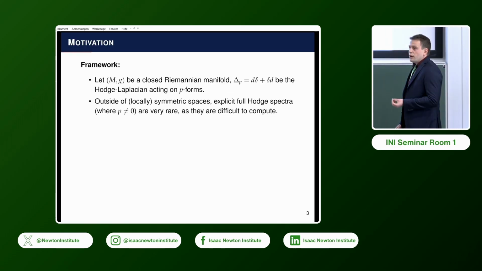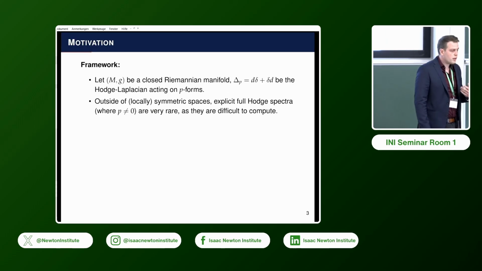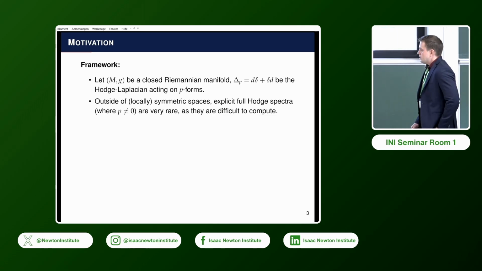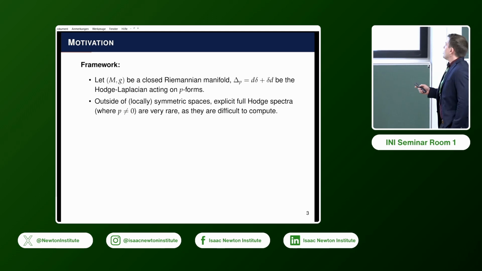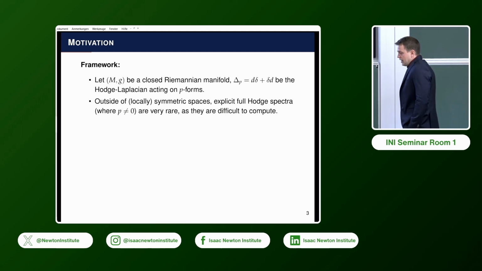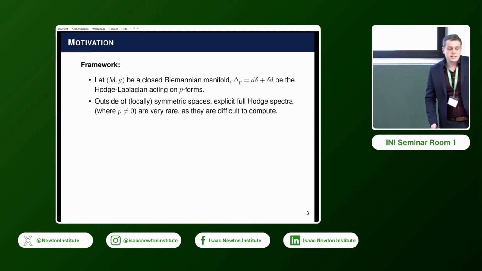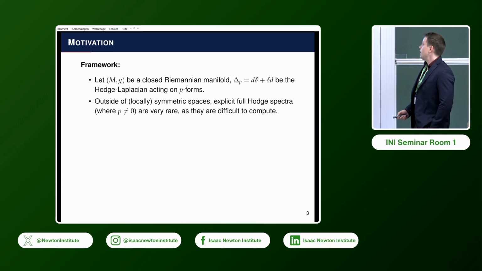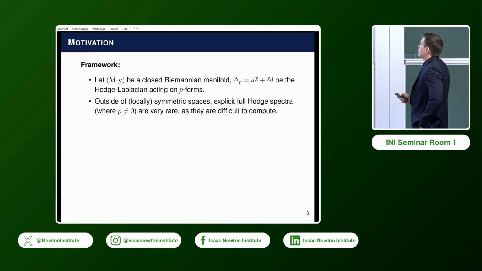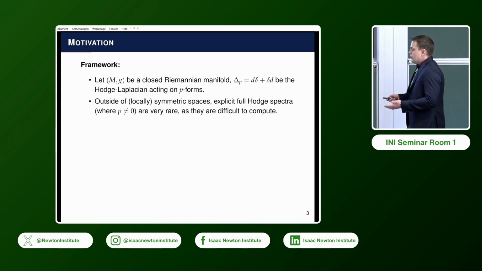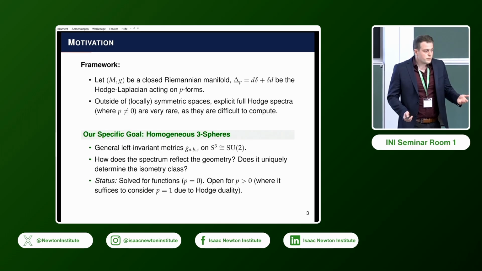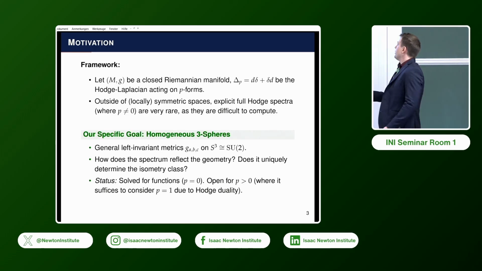So the general framework we are working in are closed Riemannian manifolds, meaning compact without boundary. The Hodge-Laplacian acts on p-forms on the space, and outside of locally symmetric spaces, almost explicit full Hodge spectra are very rare. So where p is not 0, we don't have the Laplace-Beltrami operator acting on functions. And so we try to check the case of homogeneous 3-spheres.